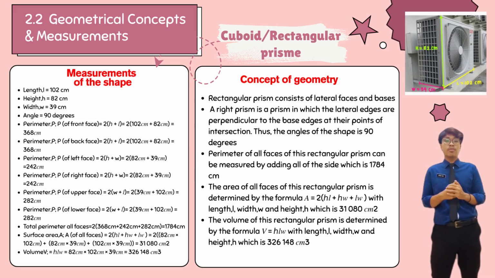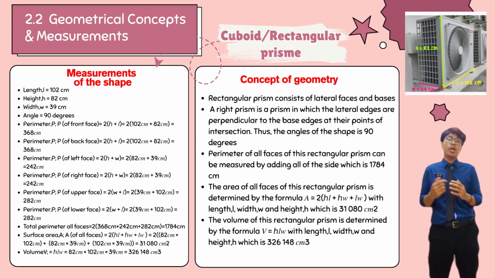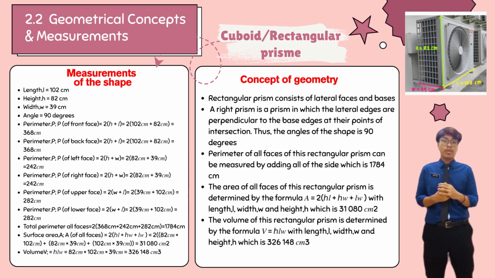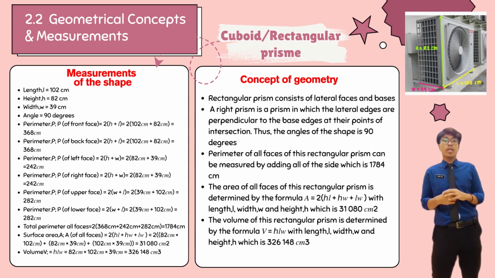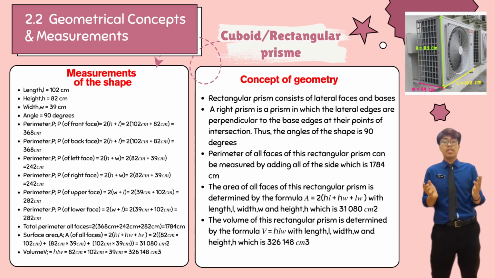And the area of all faces in this rectangular prism can be determined by using the formula 2 times HL plus HW plus LW, where H stands for height, L stands for length, and W stands for width. And we will get 31,080 cm square. And the volume of the rectangular prism can be determined by using the formula HLW, which is height times length times width, which is 326,148 cm cube.